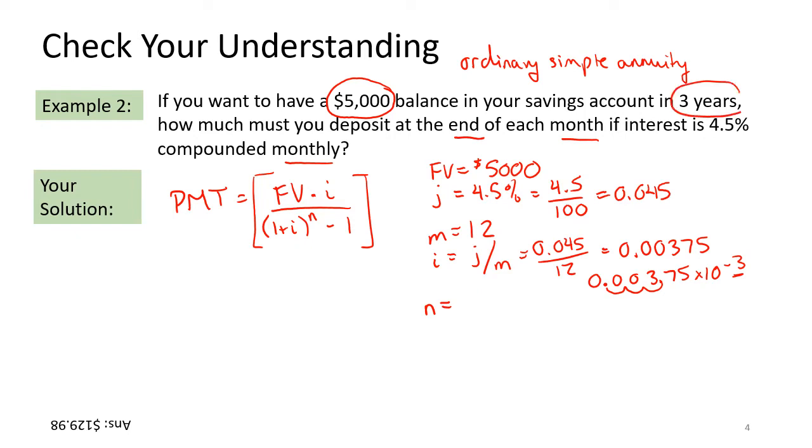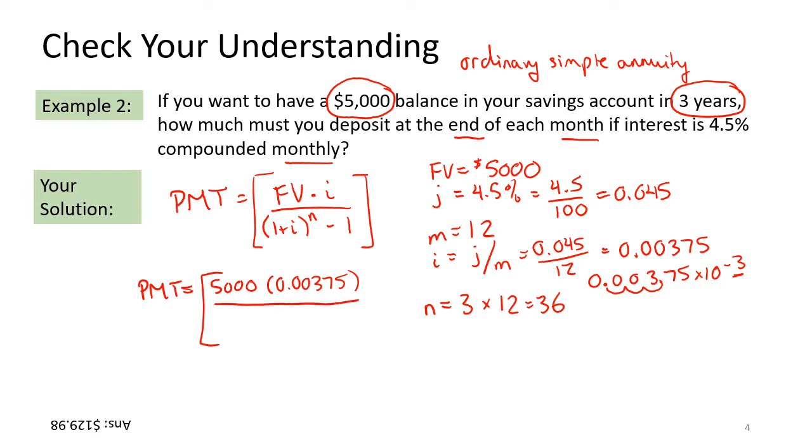All right. Our last item we need, N, our total number of payment periods. Well, we know it's 3 years, and we know we're paying monthly, so it's 12 payments a year. So we're making 36 payments total. So knowing all this information, we can again substitute it in. Our payment is equal to $5,000 times 0.00375, our periodic interest rate, divided by 1 plus 0.00375, our periodic interest rate, the exponent 36, minus 1.